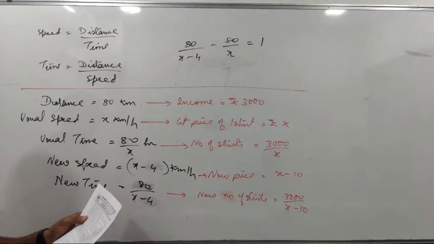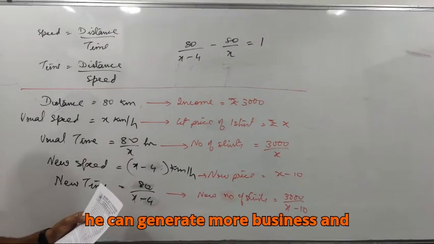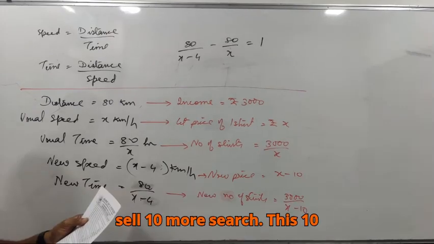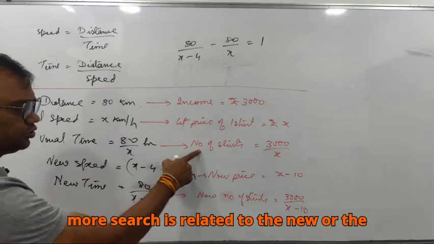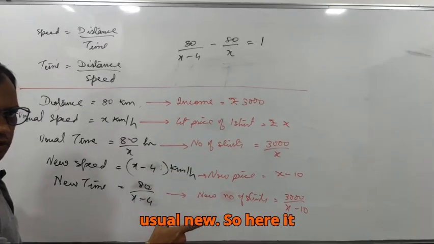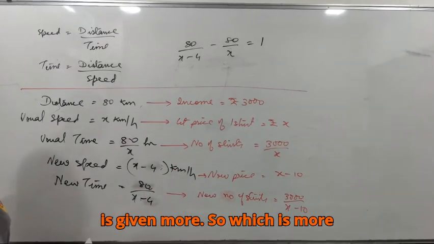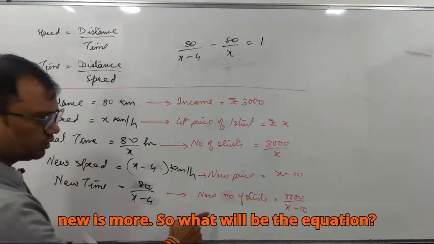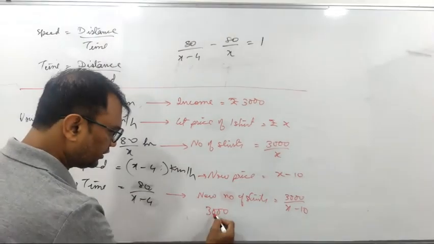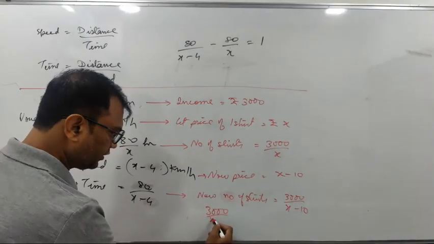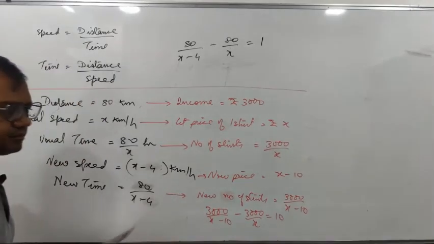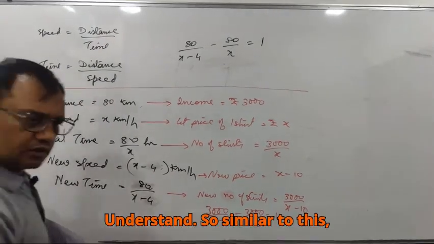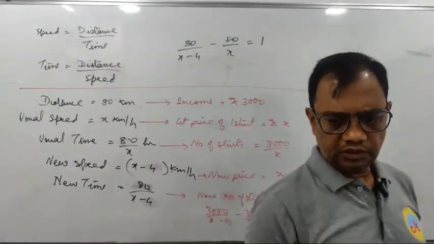Now here, he can generate more business and sell 10 more shirts. So this 10 more shirts is related to the new or the usual? New. So here it is given more. So which is more? New is more. So what will be the equation? Understand? So similar to this, write it down.